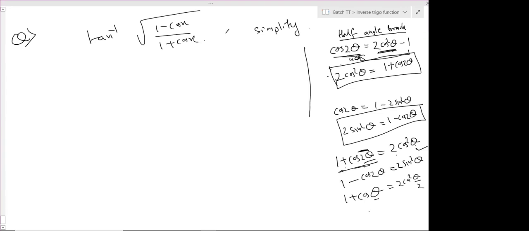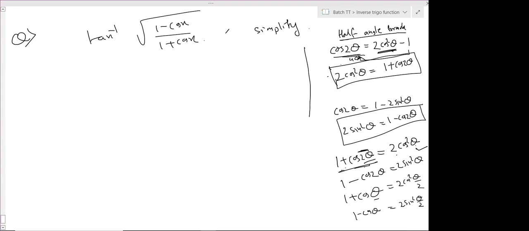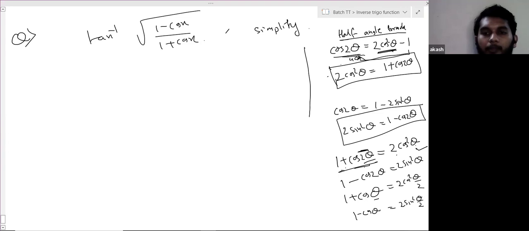And again, 1 minus cos theta, we can write as 2 sine square theta by 2. All right? So whenever you see this type of thing, 1 plus cos theta, 1 minus cos theta, 1 plus cos 2 theta, 1 minus cos 2 theta, you have to use this now. And this is mostly clubbed with another thing, the sine 2 theta formula. This is 2 sine theta cos theta. And again, they will not give you sine 2 theta, they will give you sine theta. So we can write this as 2 sine theta by 2 and cos theta by 2. Again, half angle formula.